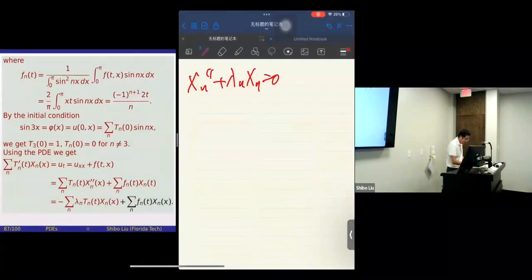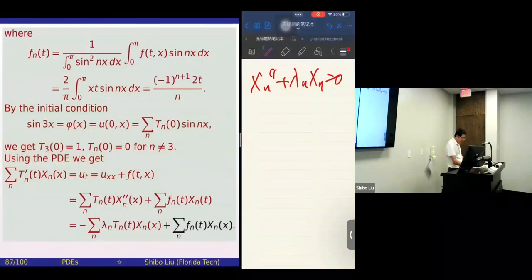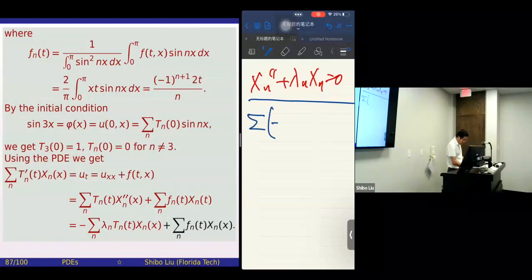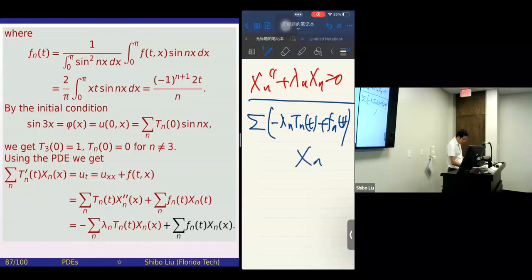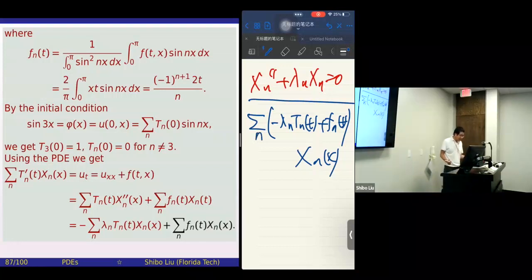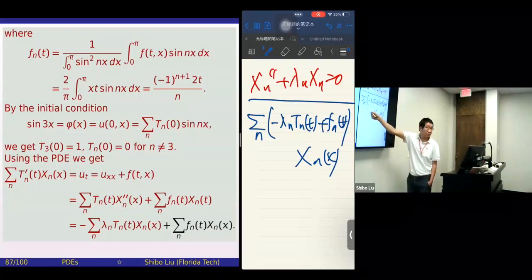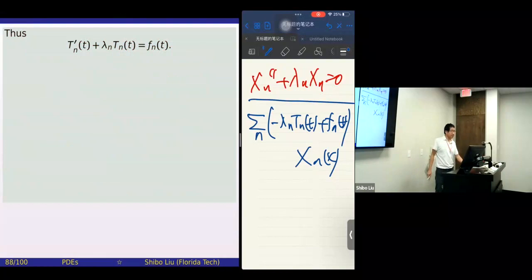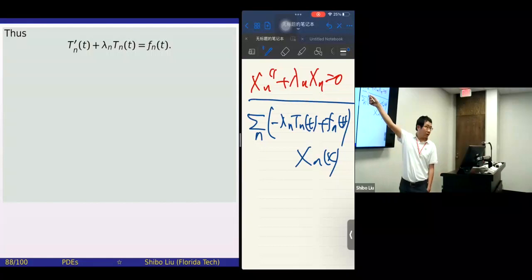Comparing both sides, what do we have? Let's continue our computation on the right-hand side. The right-hand side becomes the sum of minus lambda_n T_n(t) plus f_n(t), times X_n(x), right? You combine these two and draw the common term X_n(x) outside. So comparing both sides of this equality, sum of T_n prime(t) X_n(x) equals this times X_n(x). Therefore, this has to be T_n prime. Agree? So we obtained an ODE for T_n.